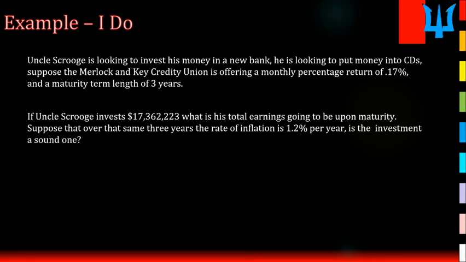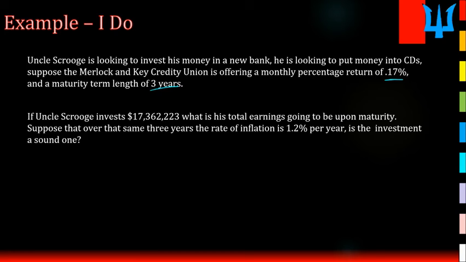So for this first one here, we want to take that $17 million and we're going to use this 0.17% interest rate and a maturity term length of 3 years, which means that we have to keep that money in that CD for 3 years. And at that point, we can pull it out. So a CD is kind of like a savings account that you can put money into. It's stuck there for a while, but it's kind of like a guaranteed investment.